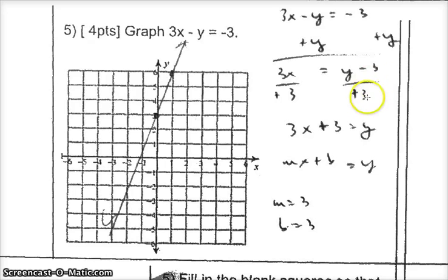Here I am adding 3 to both sides. I shouldn't have drawn that line there. Oh, I know what it is. It's a box. If I add 3 to both sides, these will cancel. These are not like terms. I can't get 6x. So I get 3x plus 3.